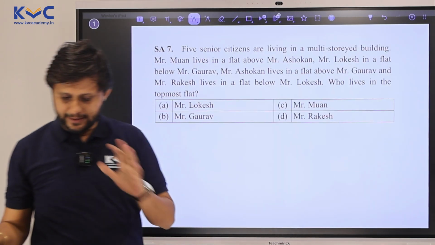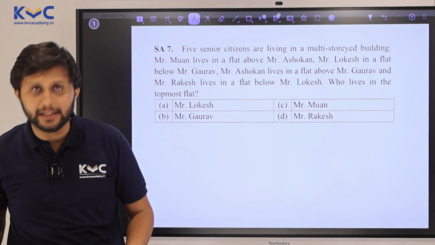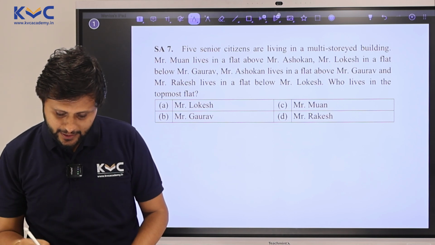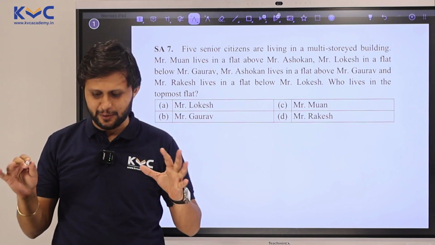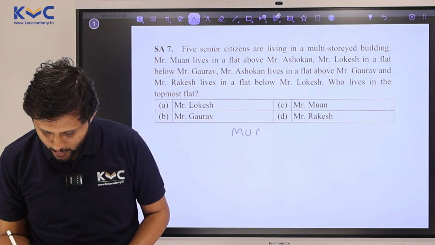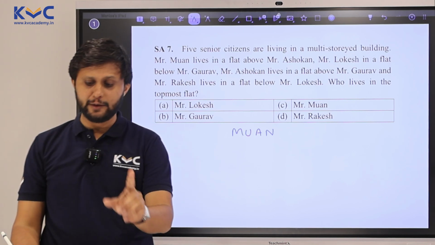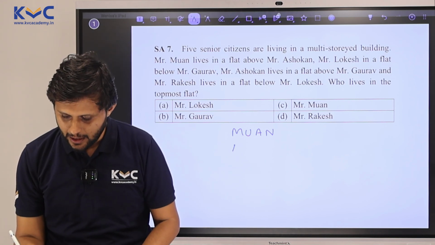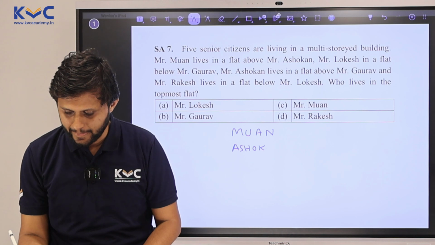Moving on, 5 senior citizens are living in a multi-storied building. Okay. And there is Mr. Mohan. Let's ignore Mr. for the timing, with all due respect to them. We will put only their names, M, U, A, N. He lives in a flat above Ashokan. That means Ashokan's house is below that. Ashokan. Okay.